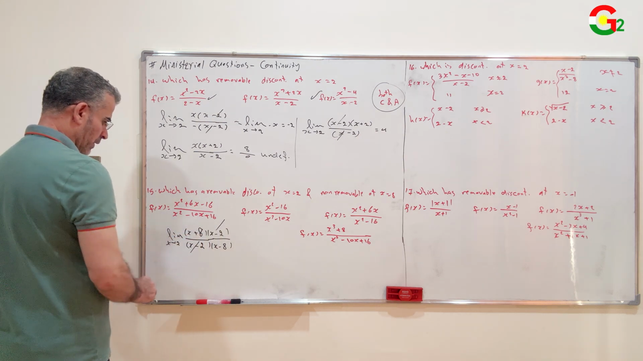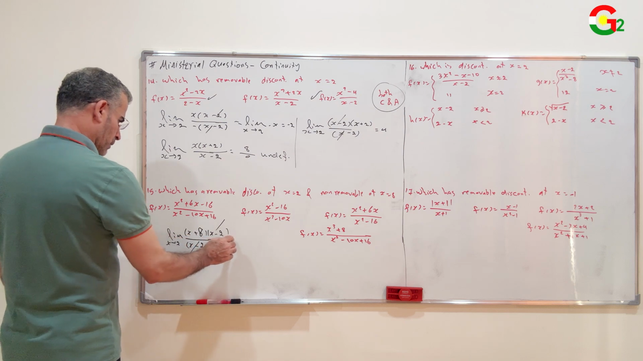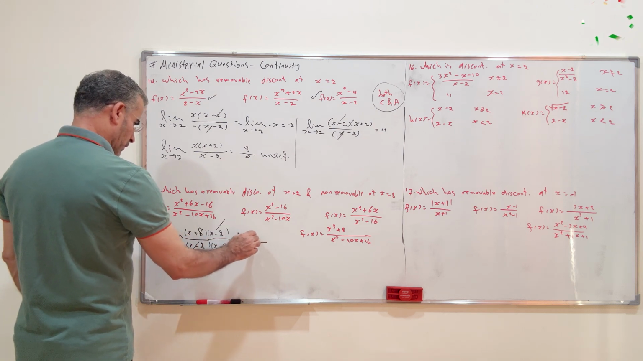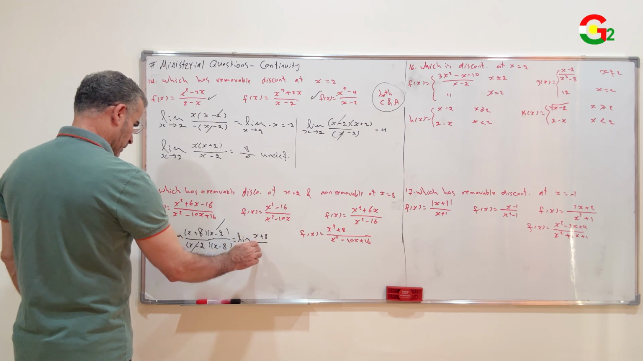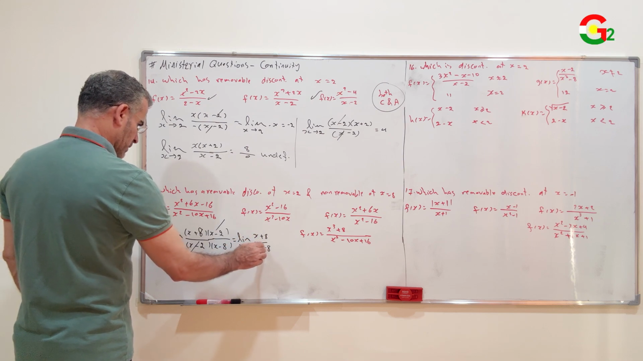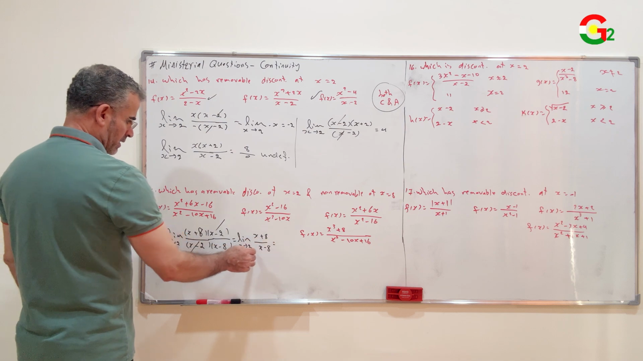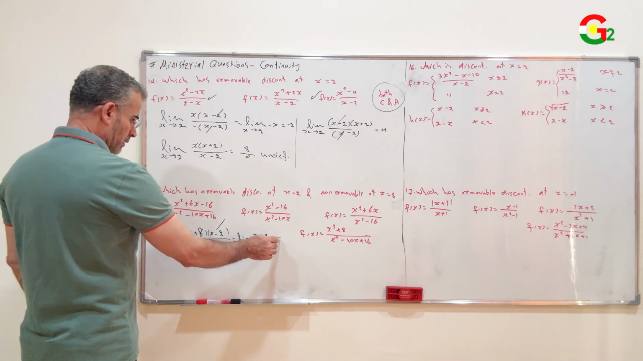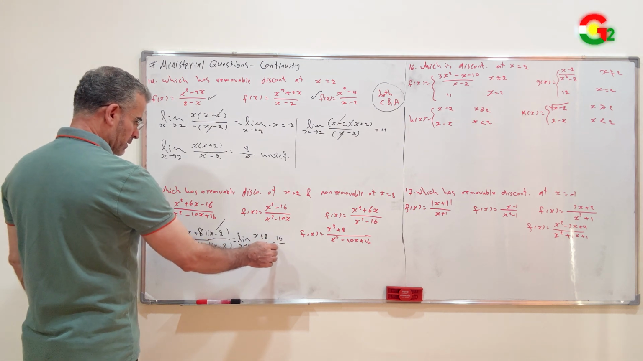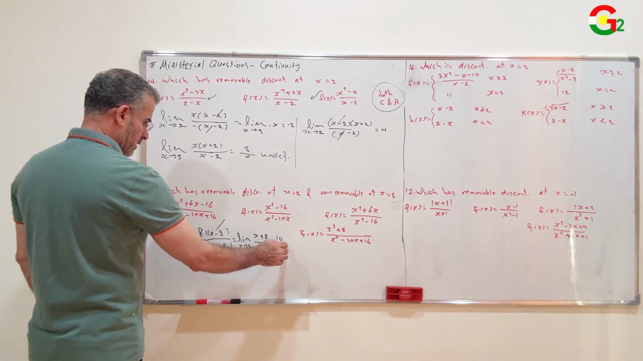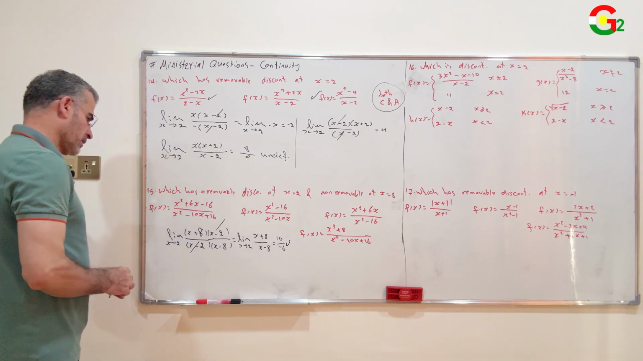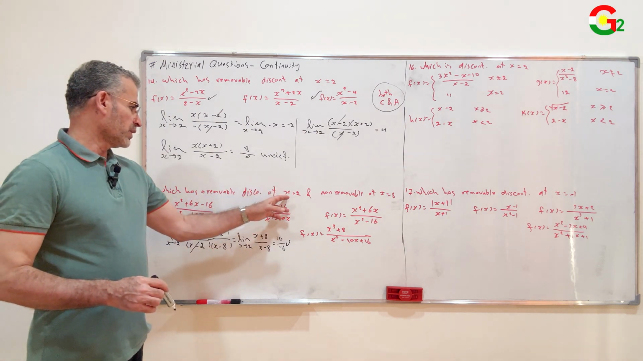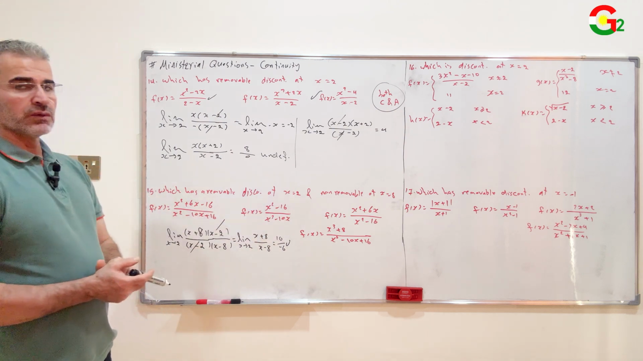Reduce negative 2 with negative 2, the answer will be the limit as x approaches 2 of x plus 8 over x minus 8. And the answer is 2 plus 8, 10, over 2 minus 8, negative 6. The limit exists and the function has a removable discontinuity at x equal 2.